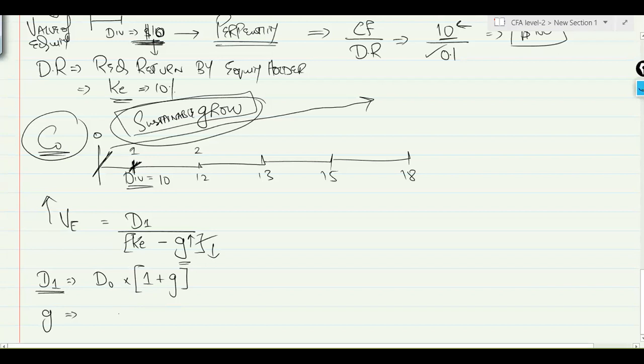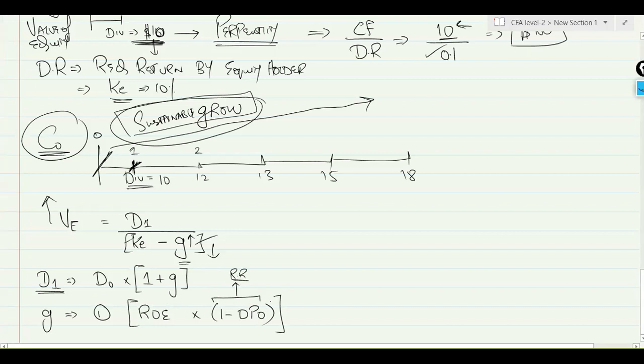One way of computing growth is using this formula: return on equity multiplied by 1 minus dividend payout ratio. So one formula is this, return on equity multiplied by 1 minus dividend payout ratio. This is also called the retention ratio. 1 minus DPO, which is dividend payout ratio, is also called the retention ratio.